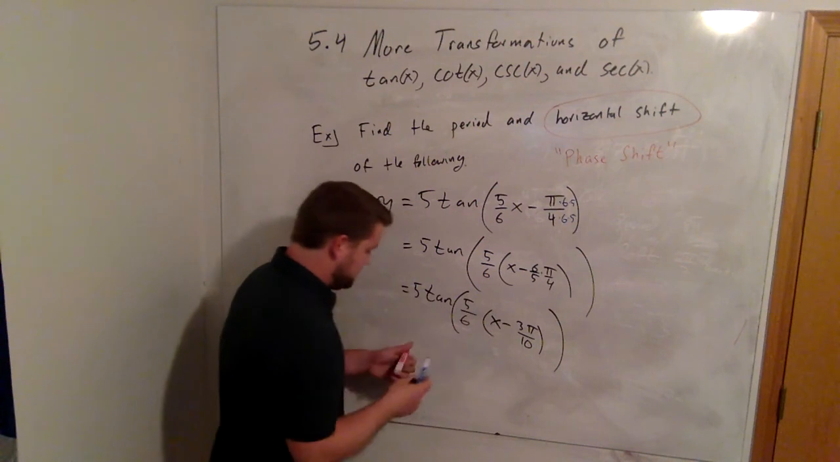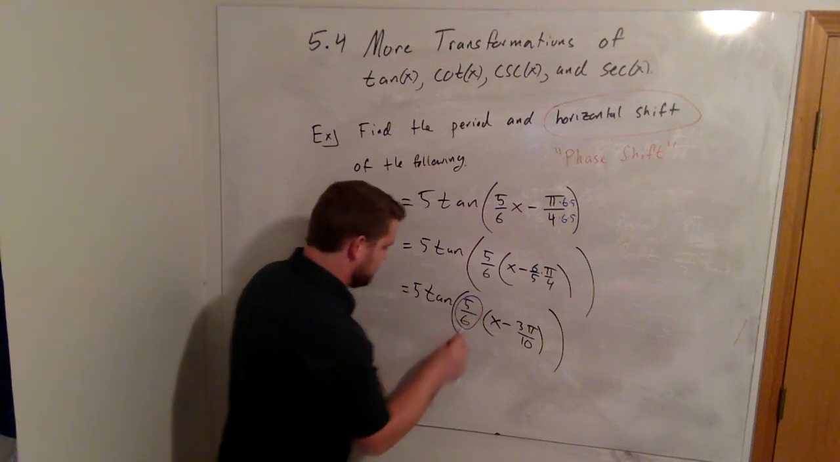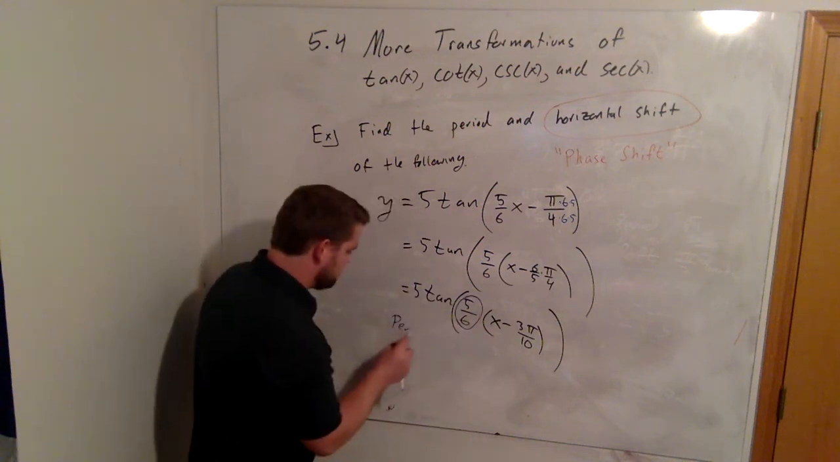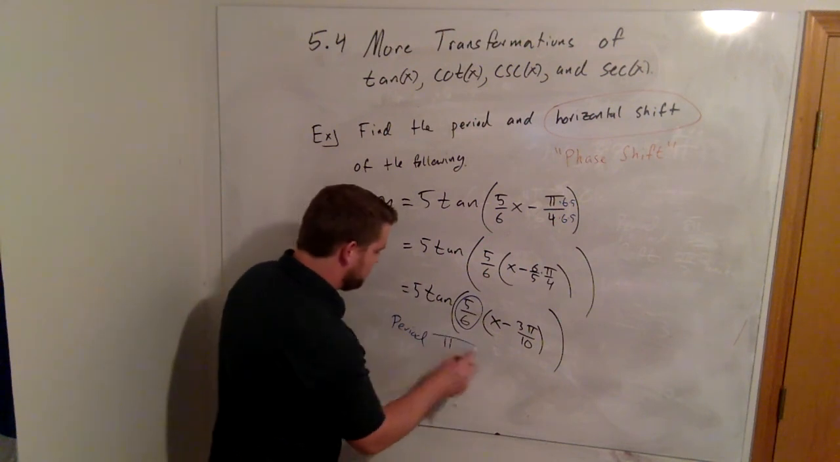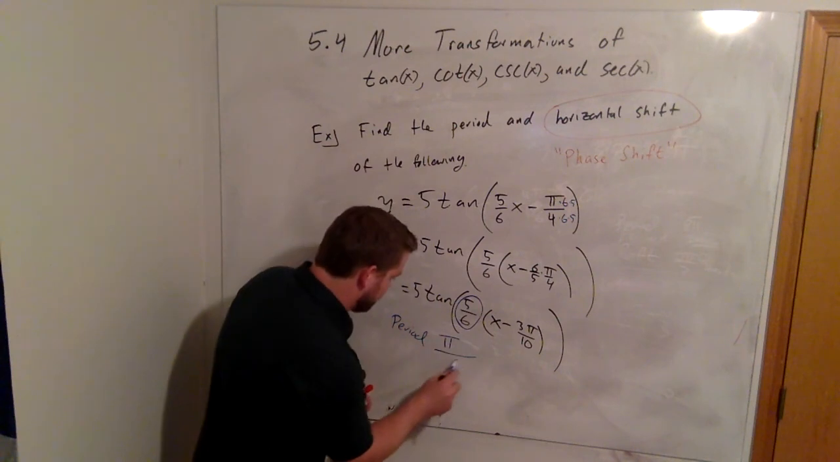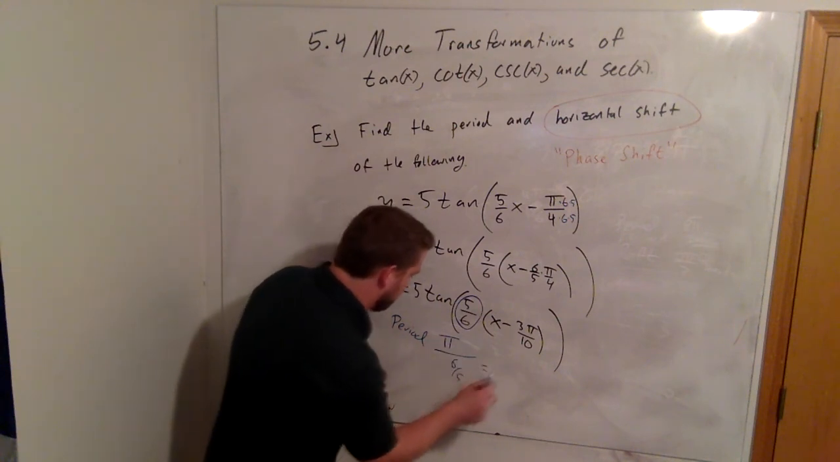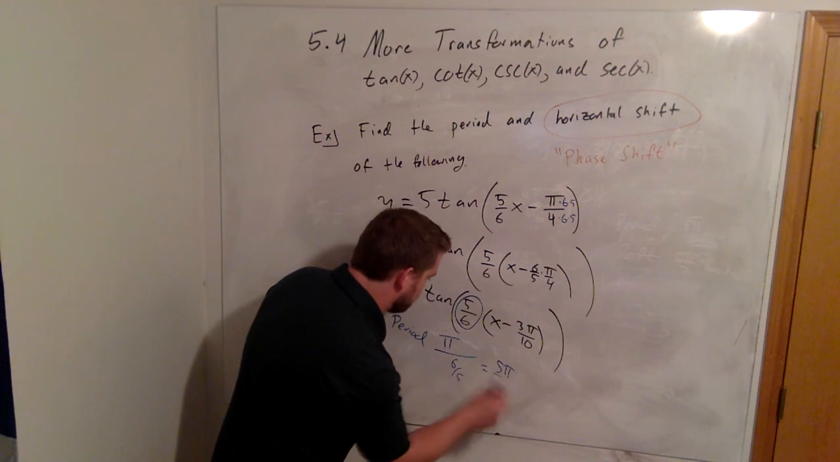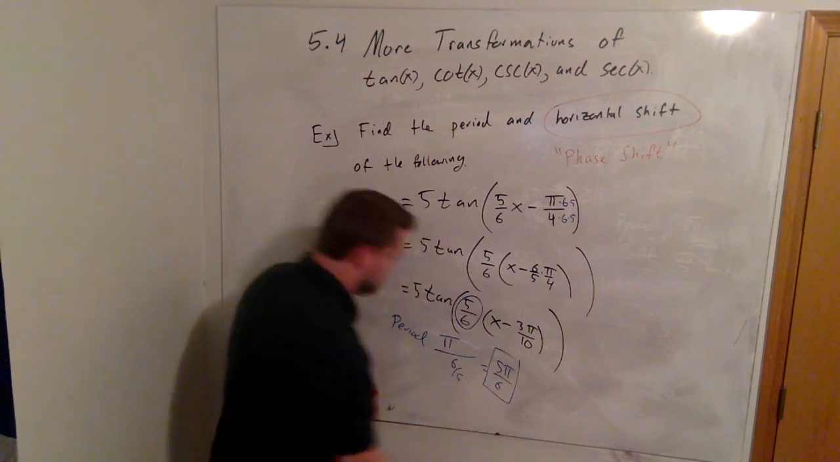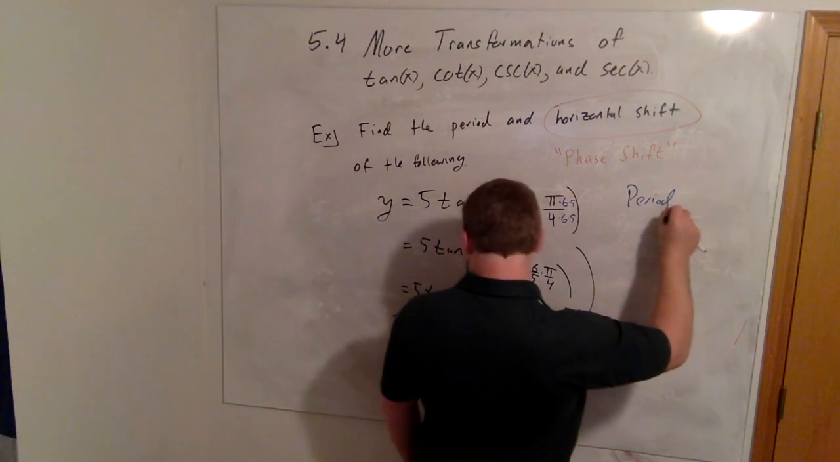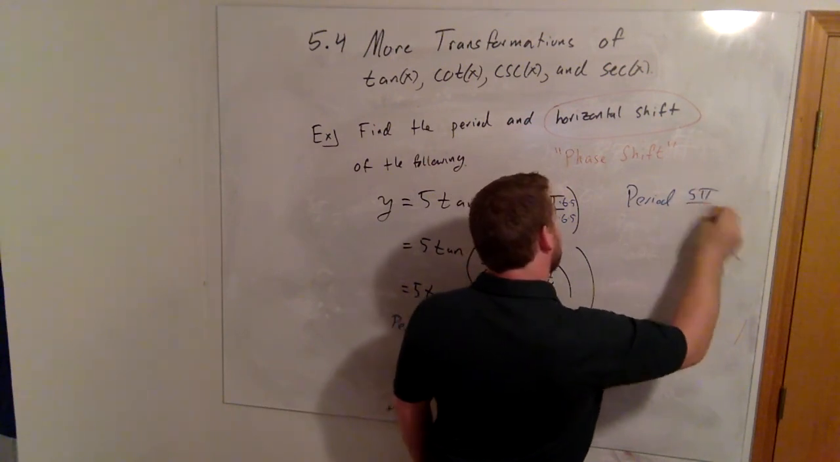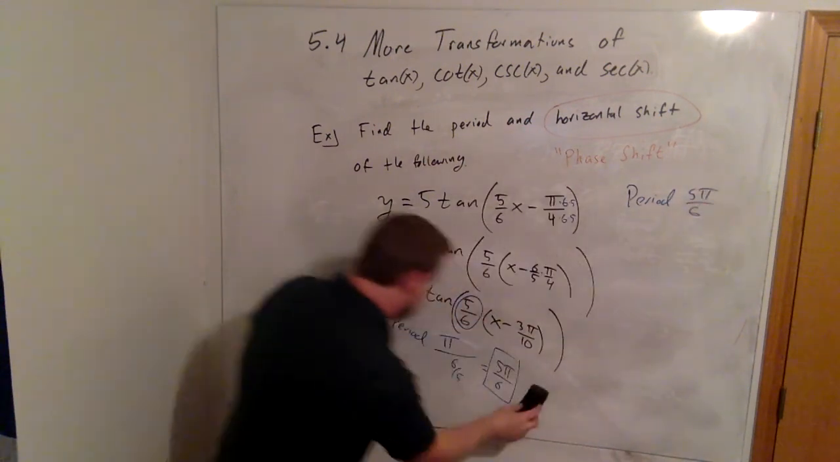So first, the period. The period of tangent is pi. So we'll do pi divided by 5/6, or this will be 6 pi over 5. So here's the period. We'll write that over here. The period will be 6 pi over 5.